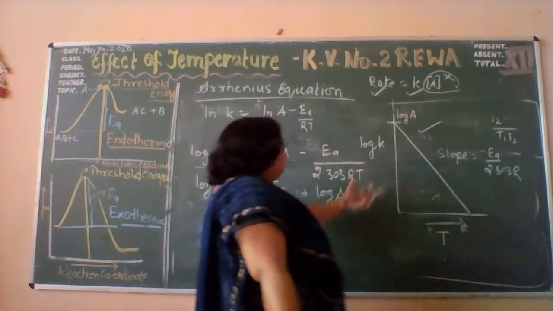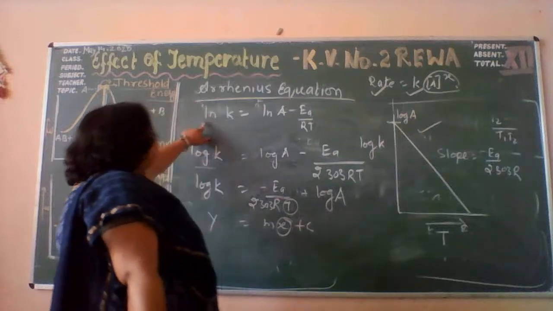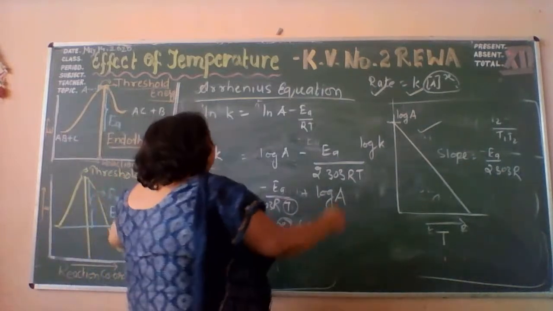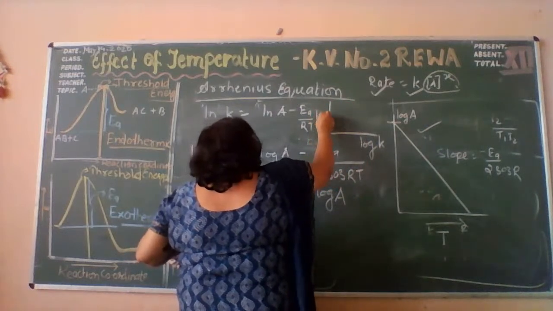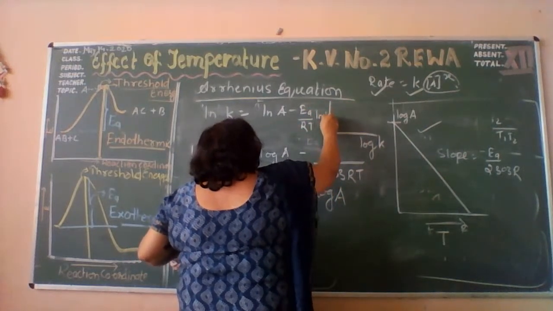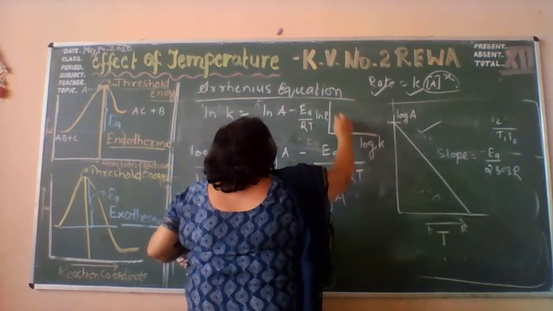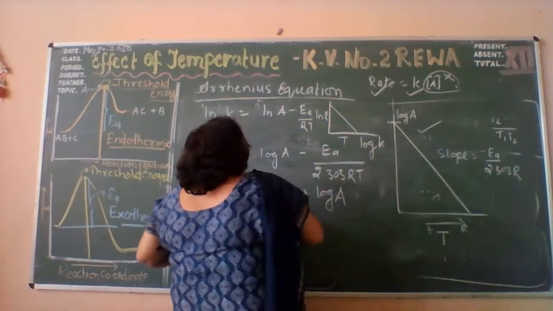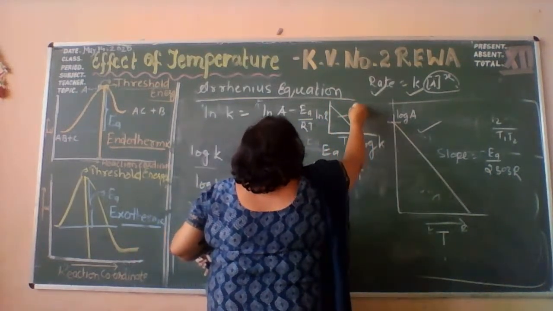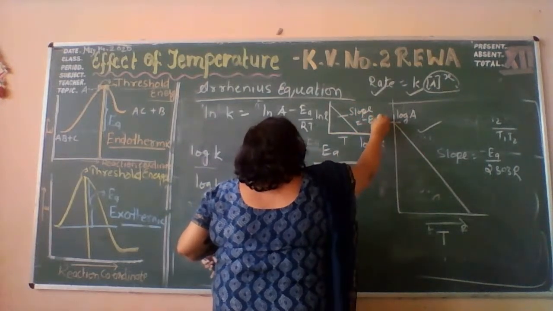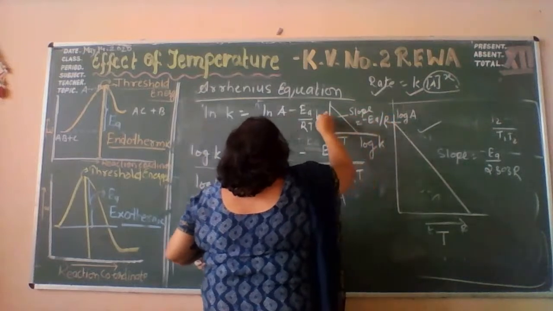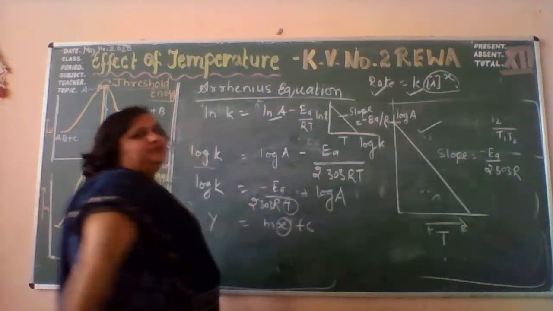And if you are going to take it in terms of natural log, very briefly, this will be ln K against T, again it will be a declined graph, the slope will be minus EA upon R, and the intercept will be the same.